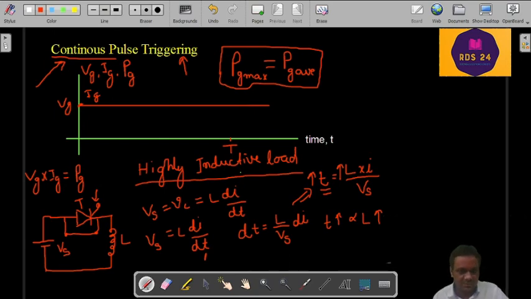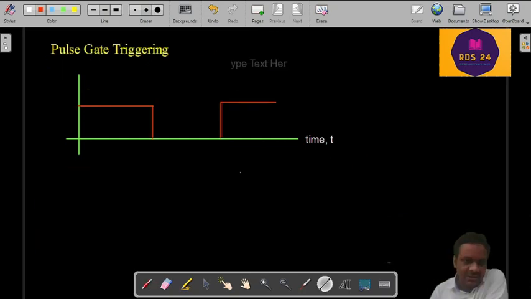So you are going to apply the gate pulse for a longer duration if you are having highly inductive loading. So this kind of continuous pulse triggering will be used when your loading is having a large inductance value. Gate triggering, in the pulse gate triggering, we are having this kind of profile.